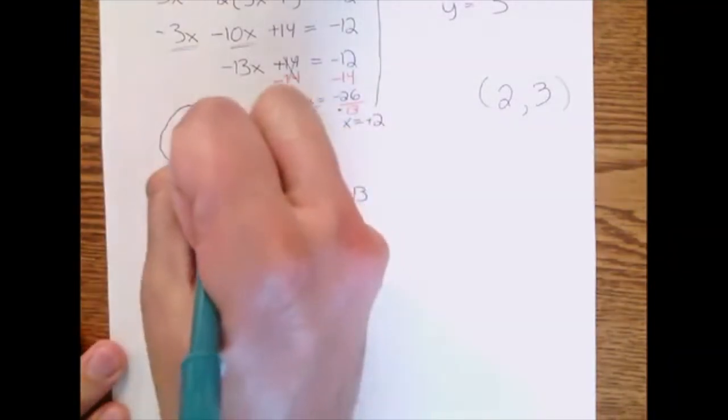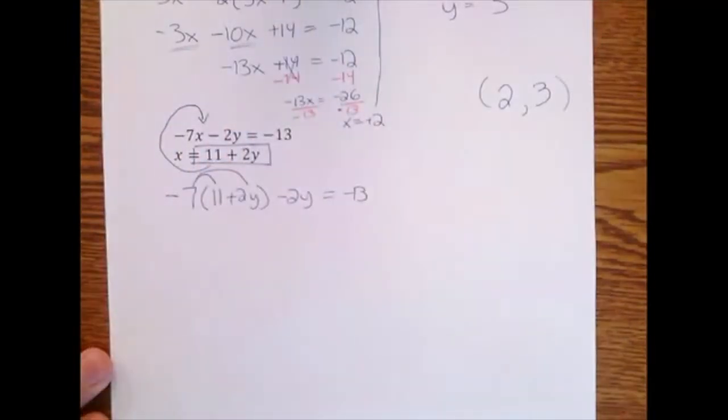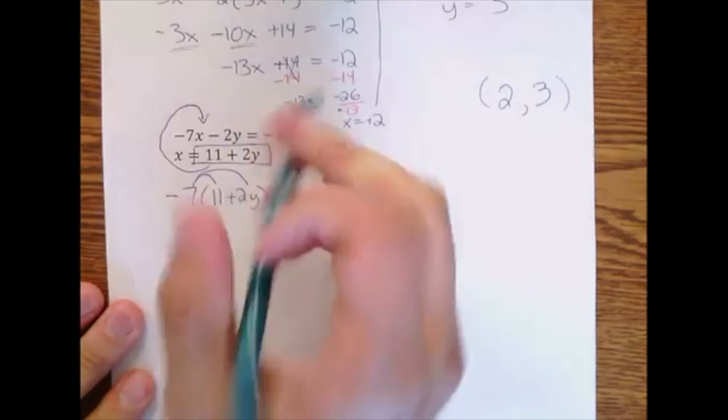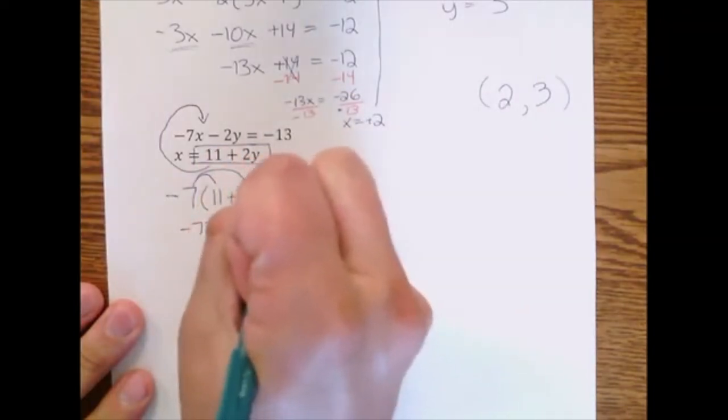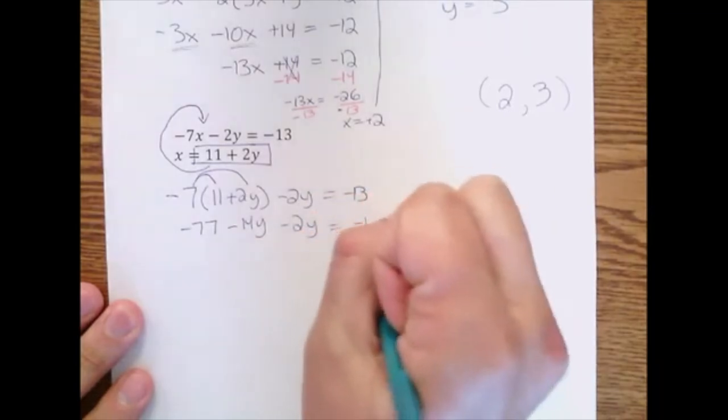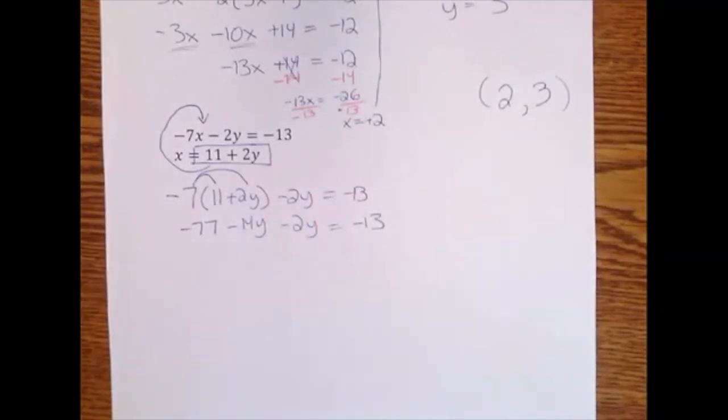So negative 7 distributed on through. Negative 7 times 11, that is negative 77. Negative 7 times 2y, that's minus 14y. And I still have a minus 2y hanging out. Still have a negative 13 as well.